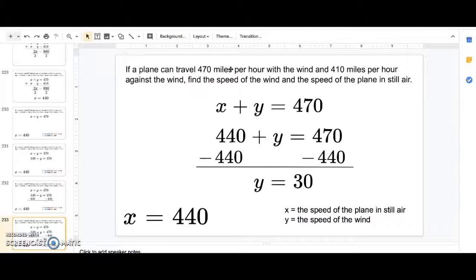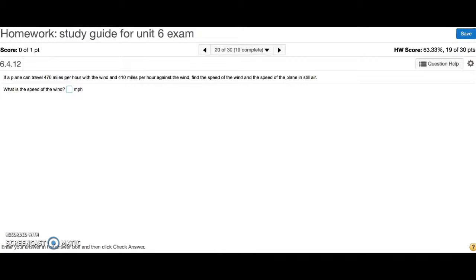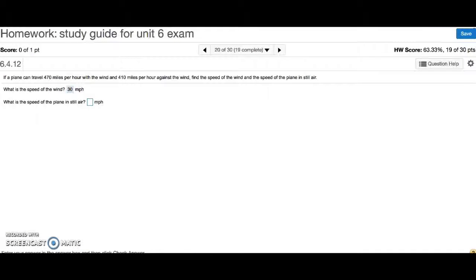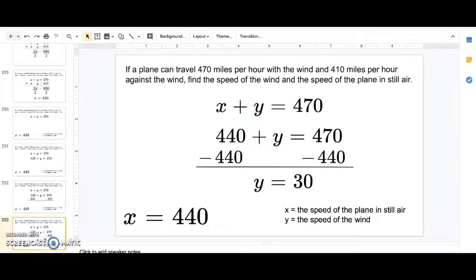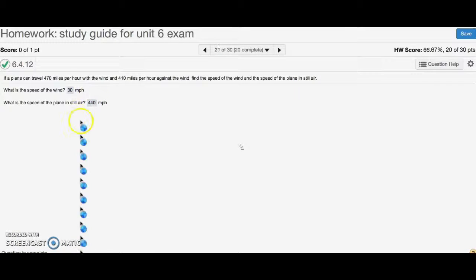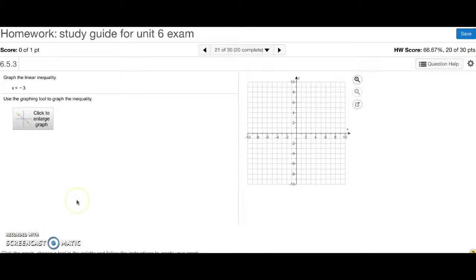Now remember, x is the speed of the plane in still air, and y is the speed of the wind. The first thing it wants is the speed of the wind, so that is y, so that's going to equal 30. Speed of the plane in still air is going to be x, that is 440. And that is 20.